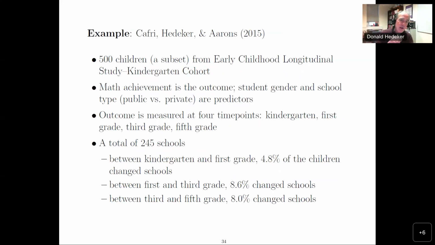So here's the data set that Guy analyzed in the paper. It was from the Early Childhood Longitudinal Study. Here, the outcome is math achievement, and we have student gender, and we have the school type. Was it a public or a private school? These are predictor variables, and they're measured at 4 time points: kindergarten, first grade, third grade, fifth grade. And there's a total here of 245 schools. And there's some kids that went to different schools across time. So between kindergarten and first grade, about 5% of the kids changed schools. First and third grade, close to 10%. Between third and fifth, again, here 8%. Okay, so not everybody stays in the same school across time.